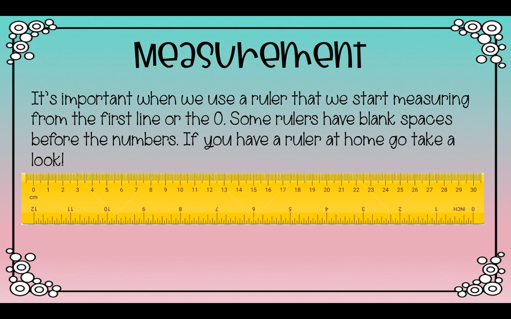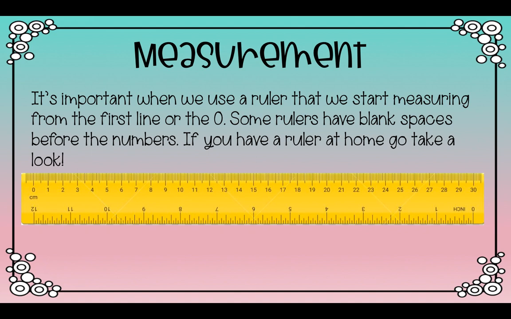It's important when we use a ruler that we start measuring from the first line or the 0 if that's what's there. Some rulers have blank spaces before the numbers. We don't ever want to start on the very edge of a ruler if there's a blank space. You want to make sure that you start on either the 0 or the big first line.